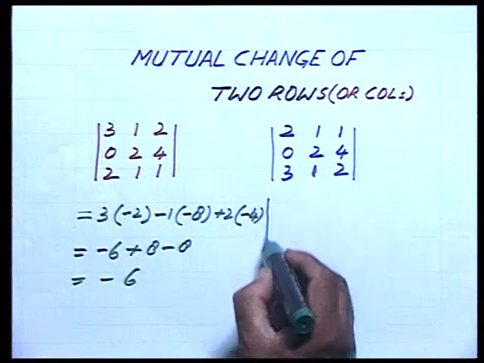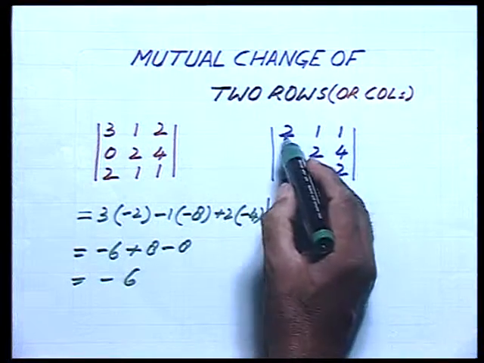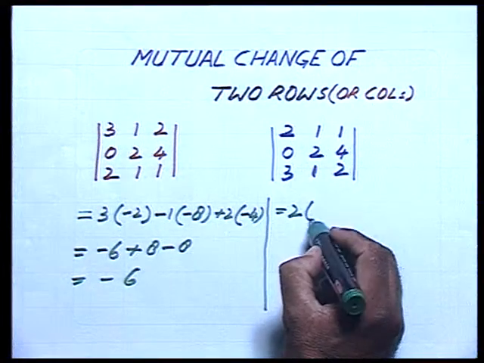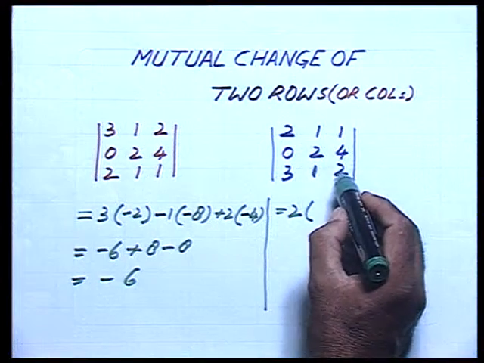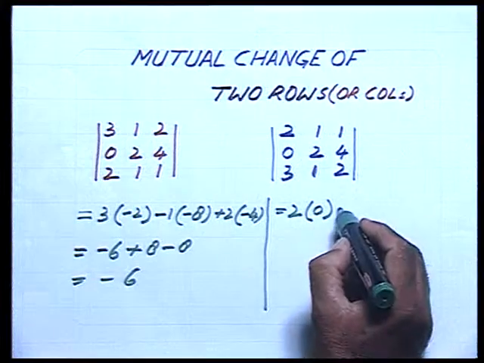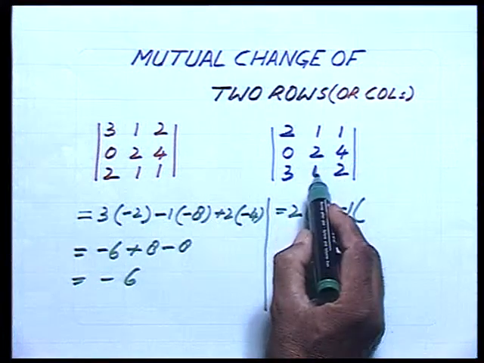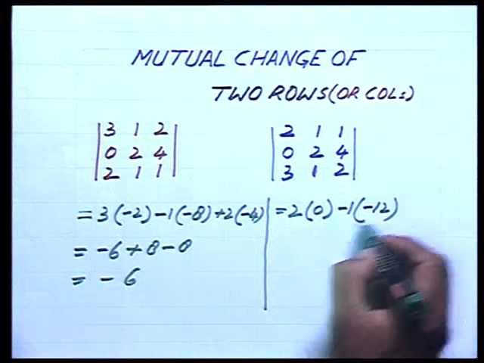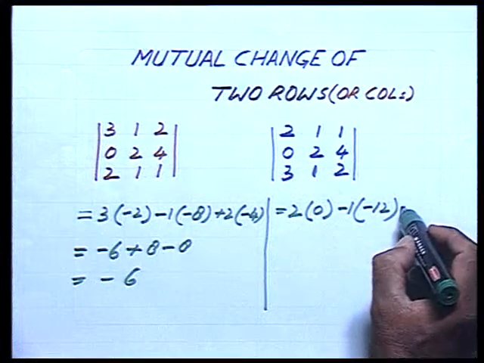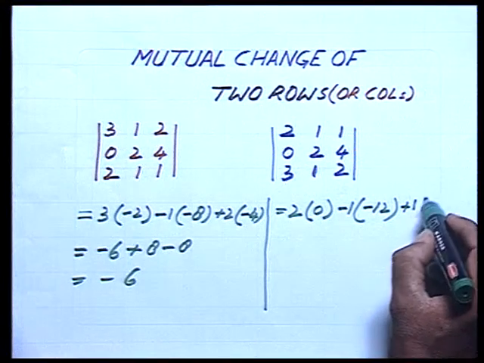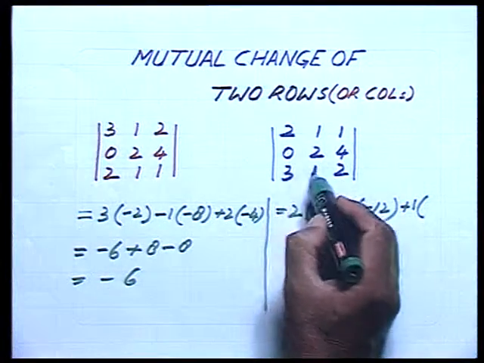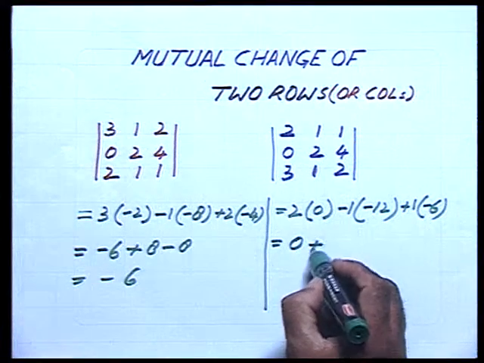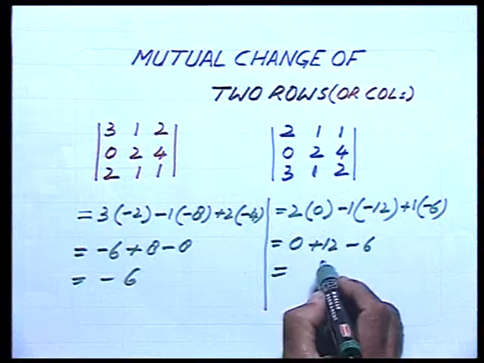Let us see what happens to this. Expanding again by the first row, this is 2 into the determinant, 2 2s are 4 minus 4 which is 0, minus 1, this gone, 0 2s are 0, 3 4s are 12. So, minus 12 and then 1, what will be the value, 0 minus 6. This gives me 0 plus 12 minus 6 which is 6.